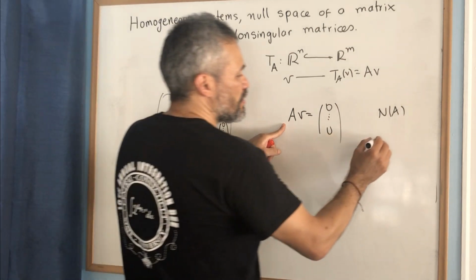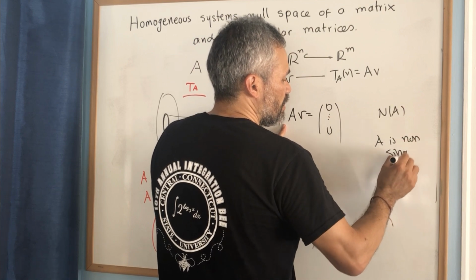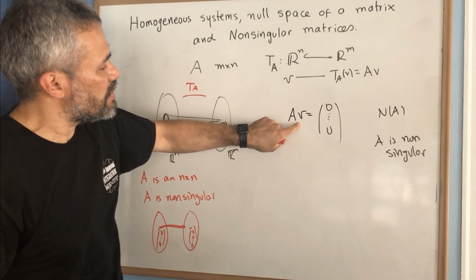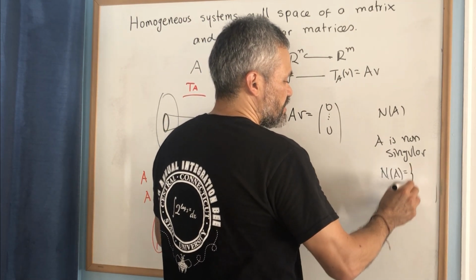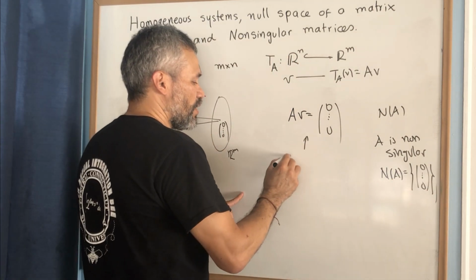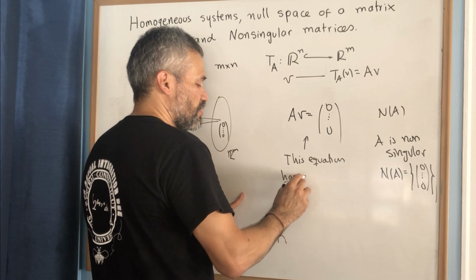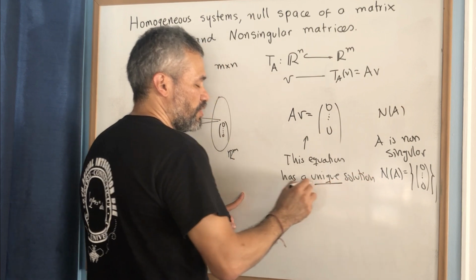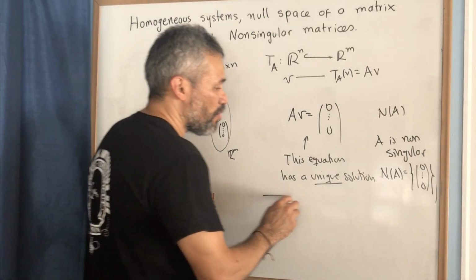But if A is non-singular, then that means that the only solution of this equation is V equals 0, right? If A is non-singular, that means that the null space of A is just the set 0, 0, 0, and therefore that means that this equation has a unique solution, because the only solution is 0, 0, 0, 0, as we pointed out here. We have more than that.